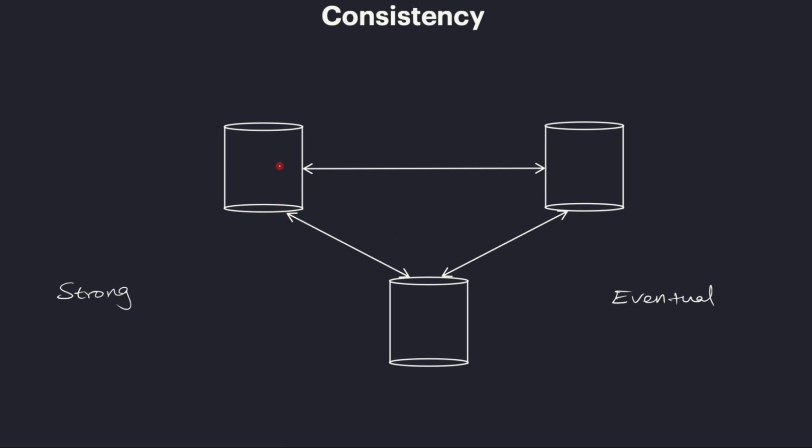Let's imagine that we have a database with 2 replicas. So basically we have 3 copies of the same database. Now, if you write something to this copy, then we want that change to be propagated to these 2 copies as well at the same time. Otherwise, this database will have most up-to-date information, but these 2 copies will not have that information. So the database will be in an inconsistent state.